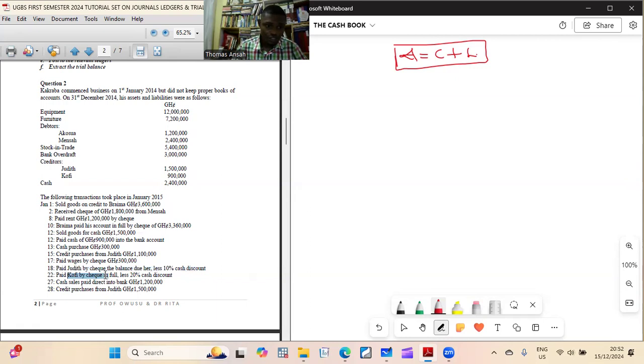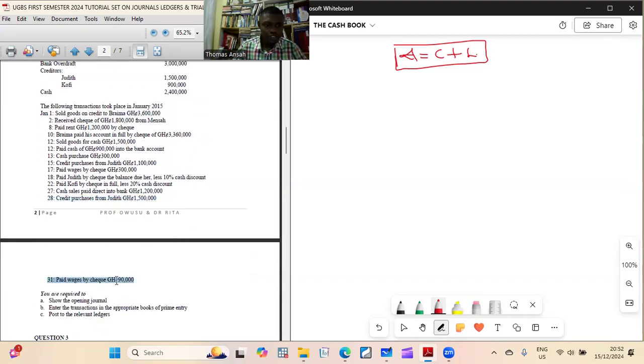Kofi paid his money in full, less 20% cash discount. So we paid at one point. A customer also paid us. So one is discount received and the other one is discount allowed. Cash sales paid directly into bank. This is the one we are talking about. So you will treat it as if it is what? Just a bank payment. All right. We have credit purchases from Judith. All right. Then the last one is paid wages.